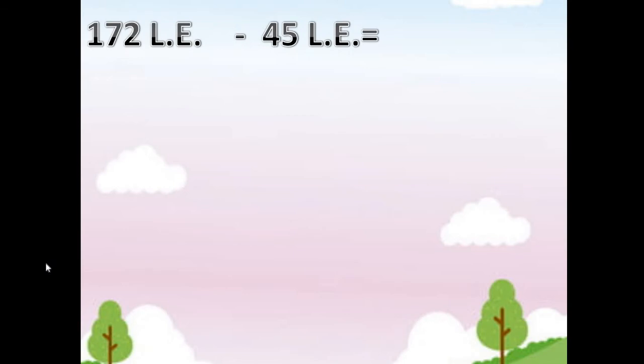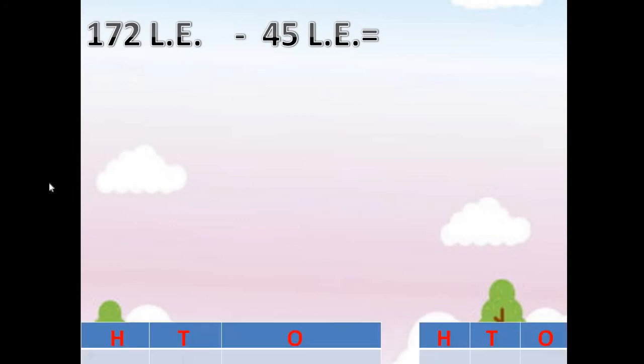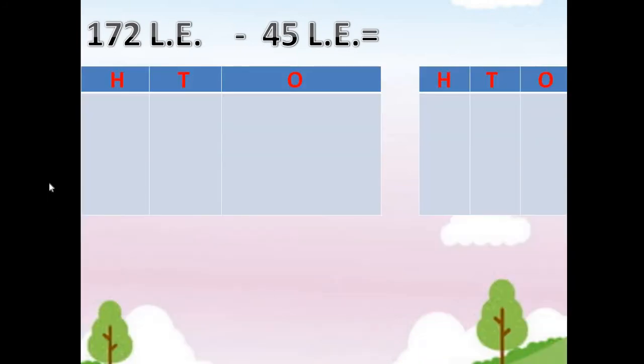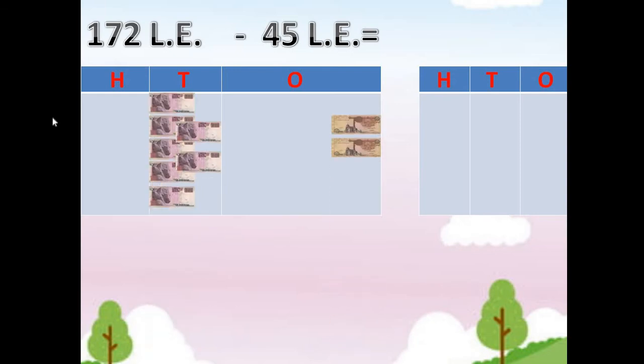Example, 172 LE minus 45 LE. First, I will draw the place value money mat. But in the minus, I draw just one for the big number and one for the answer. To represent 172, this is the big number here. So I will draw in the ones 2 and in tens 7 and in hundreds 1.